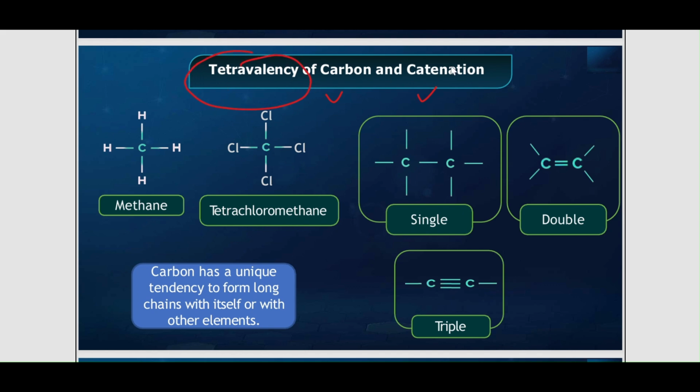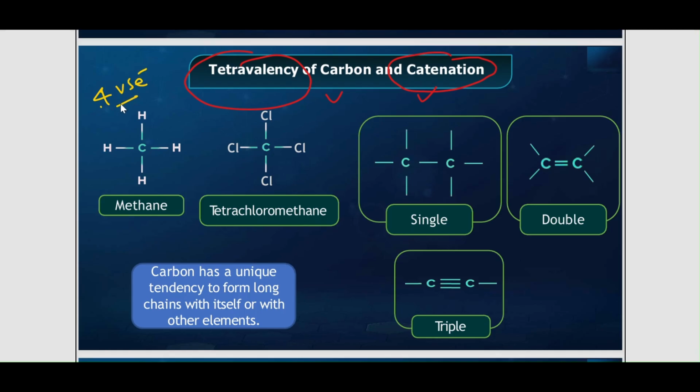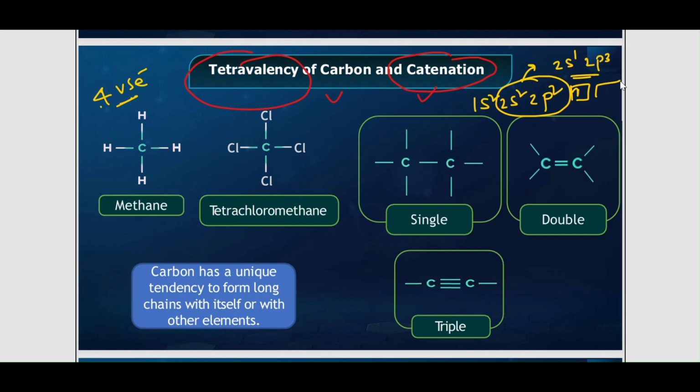That is, one is tetravalency and another is catenation. Tetravalency means there are 4 valence shell electrons in the carbon atom. Carbon's atomic number is 6 and its configuration is 1s2, 2s2, 2p2, with the valence shell containing 4 electrons. In the excited state the configuration is 2s1, 2p3. So one electron is in the s orbital and 3 unpaired electrons are in the p orbitals, giving 4 unpaired electrons. By utilizing this tetravalency, carbon can form a large number of compounds due to catenation.